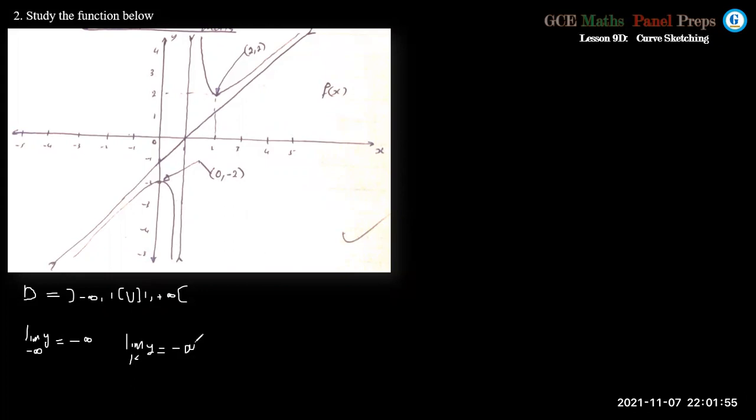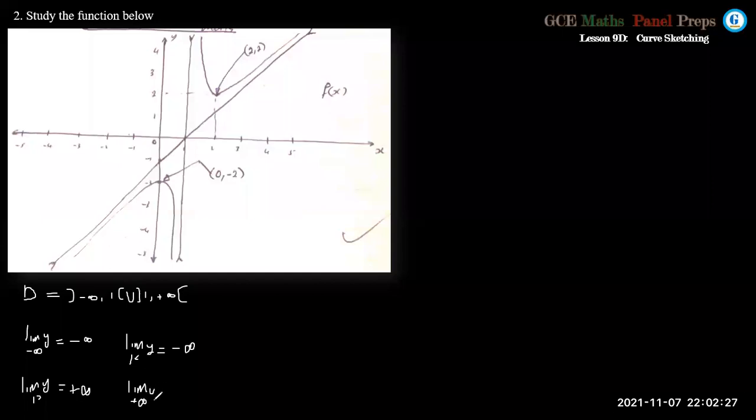So this question is just the same as the previous one. The limit as x tends to 1 from above is positive infinity. It's moving to positive infinity; 1 from above is going upwards. So that gives us positive infinity. And the limit as x tends to positive infinity is still positive infinity.